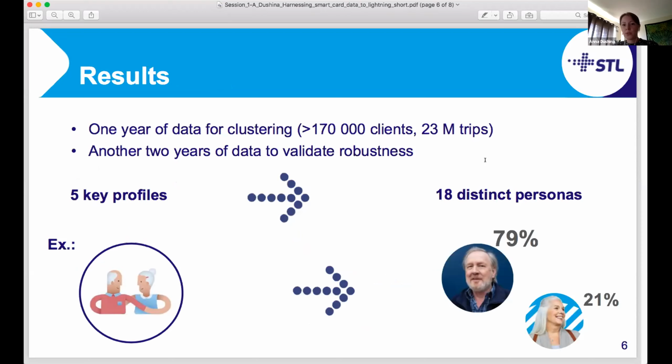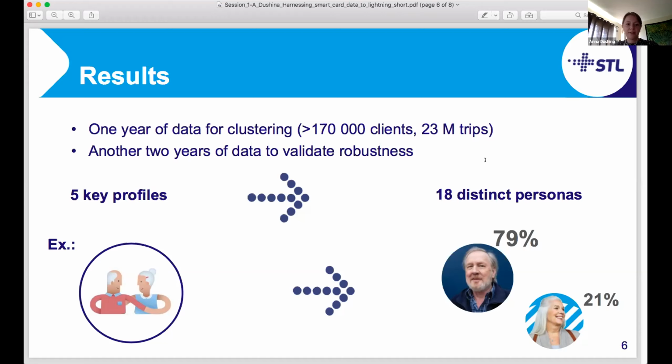And it was done for 23 million trips, because we had information not only for our buses, but also for the Montreal subway system, which is very useful when you analyze regional trips. And then we used another 2 years of data to validate the robustness of our results, and we were satisfied with that. And that allowed us to go from the 5 key profiles that I've talked about to 18 distinct personas. So that's a whole lot more nuance to it.